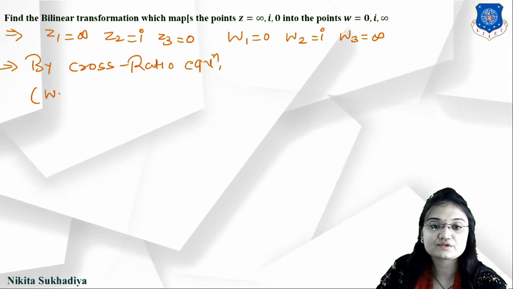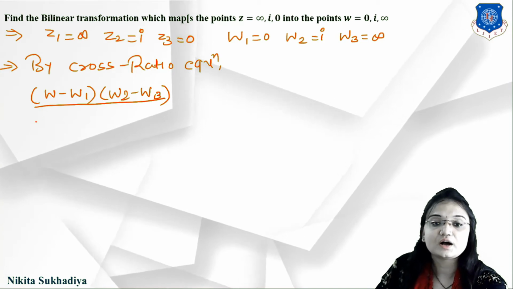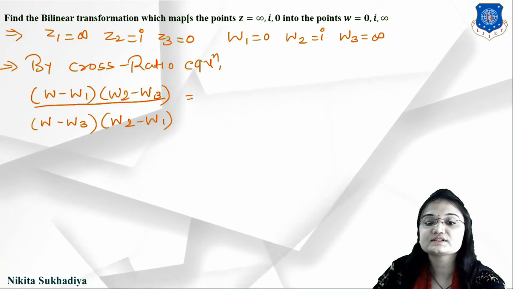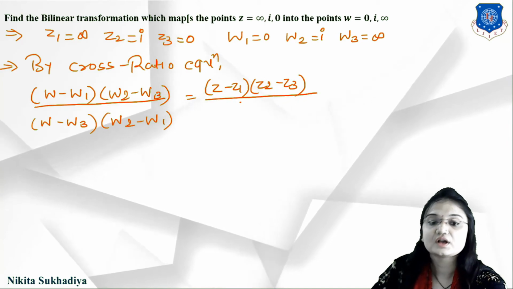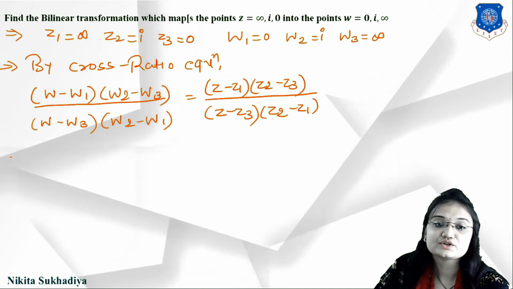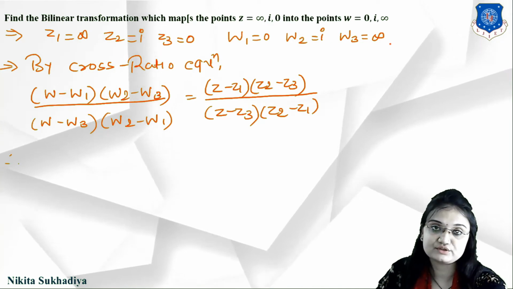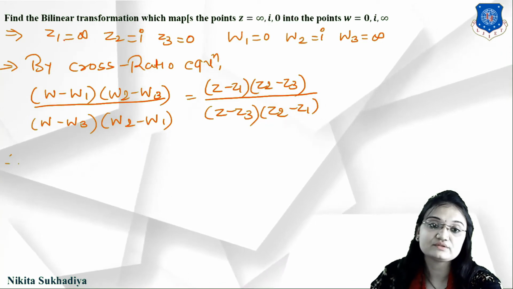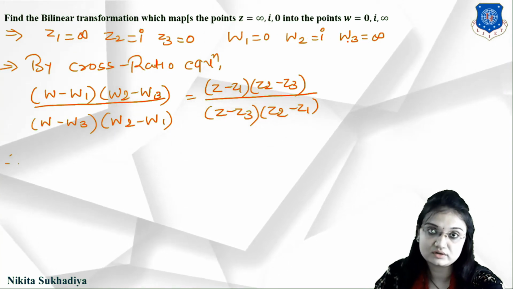here we have the cross ratio equation, that is w minus w1 into w2 minus w3 upon w minus w3 into w2 minus w1 is equal to z minus z1 into z2 minus z3 upon z minus z3 into z2 minus z1. Here you can clearly see that our z1 point is infinity and w3 point is infinity. So by putting infinity directly we will not get the answer. For that we have to take z1 in the denominator, so z1 and w3 both in the denominator.